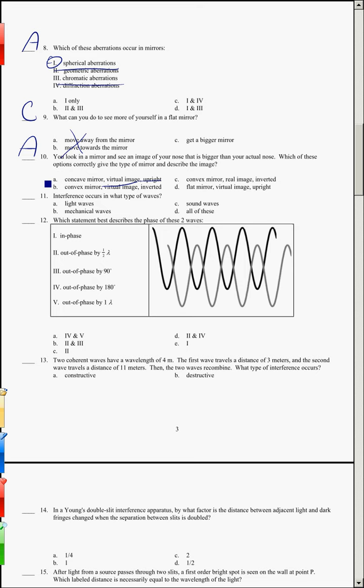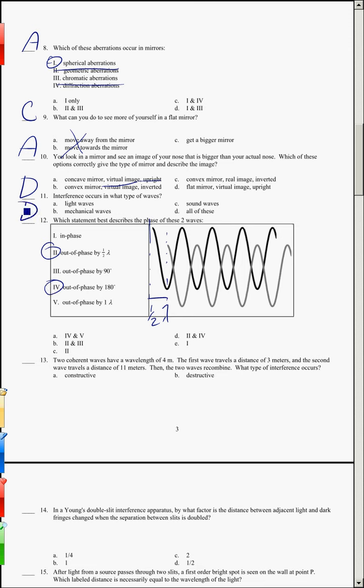Interference occurs in what type of waves? Well, interference occurs in all types of waves, light, mechanical, or sound. So the answer is D. Which statement best describes the phase of these two waves? These two waves are separated or offset by a half wavelength. That distance is a half wavelength, so 2. But we can also describe that as being out of phase by 180 degrees. So 2 and 4, that's D for number 12.